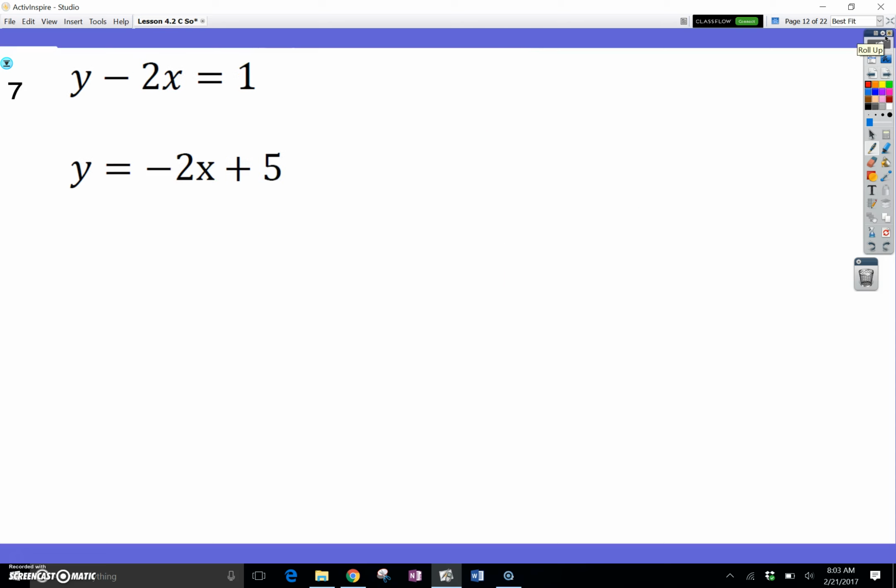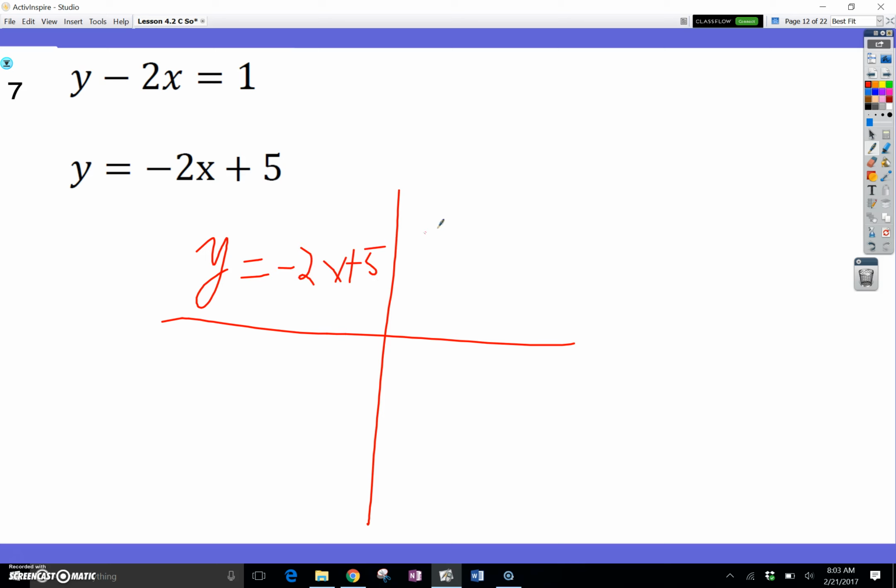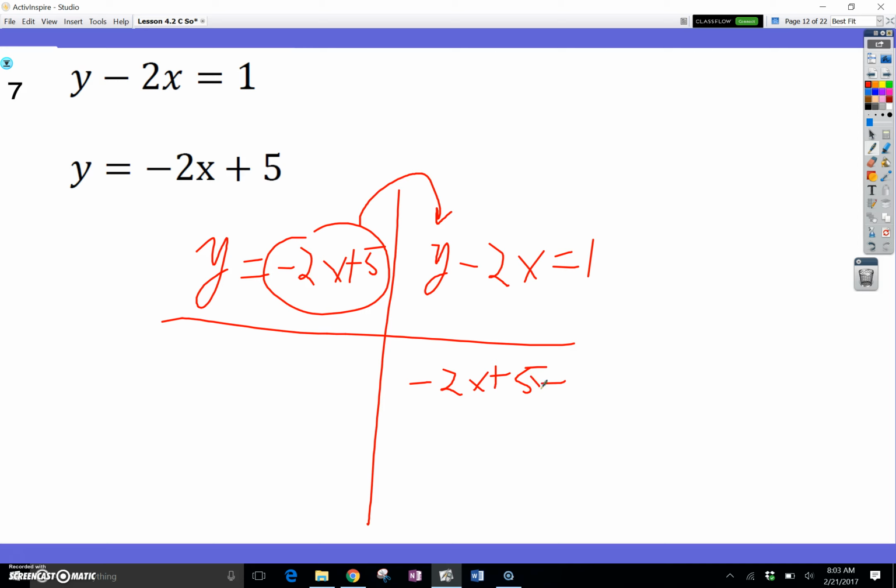Alright, next one, let's go ahead and look at this problem now. Let's see. For me personally, I would use substitution. So let me go ahead and show you why. I already have y is equal to negative 2x plus 5. I already have y by itself. So then over here I have y minus 2x equals 1. I'm going to substitute this in here. So that will give me negative 2x plus 5 minus, just a regular 5, minus 2x equals 1.